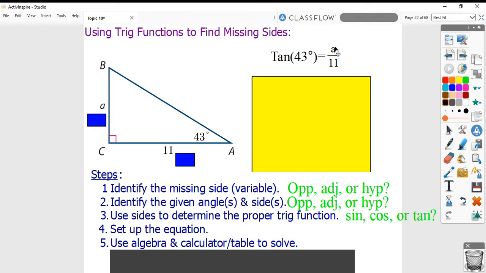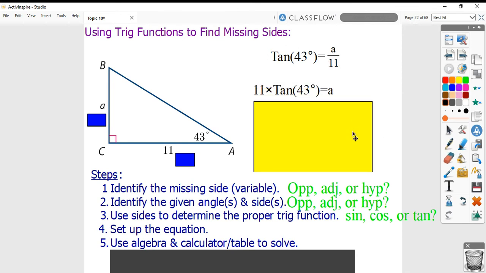Okay, so the point of this problem is to solve for A. The point of this problem is to find our missing side, right? So we need to figure out how to get A by itself. So we ask ourselves, in this equation, what is happening on the right side of the equal sign? And I see that A is being divided by 11. So I ask myself the question, how do you undo division? Well, you multiply. And what we're going to do is multiply both sides times that denominator. 11 times tangent of 43 equals A. And that does the trick. That gets A completely by itself, which is what we need.